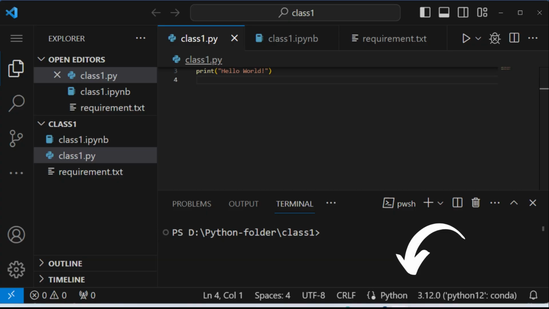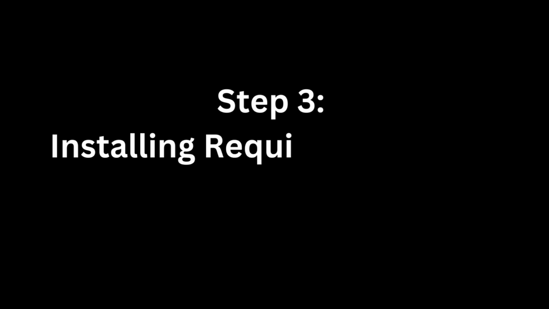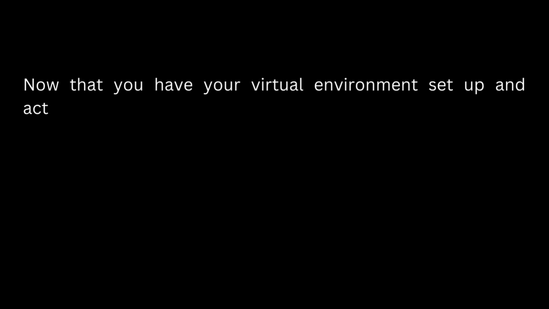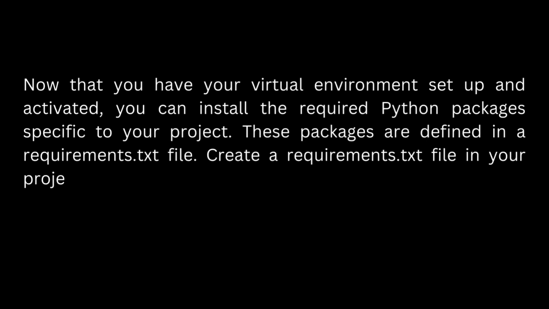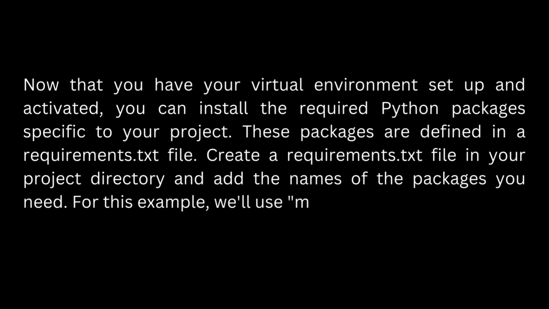You will notice that the environment name is now displayed in your terminal, indicating that you are inside the virtual environment. Step 3. Installing required packages. Now that you have your virtual environment set up and activated, you can install the required Python packages specific to your project. These packages are defined in a requirements.txt file.